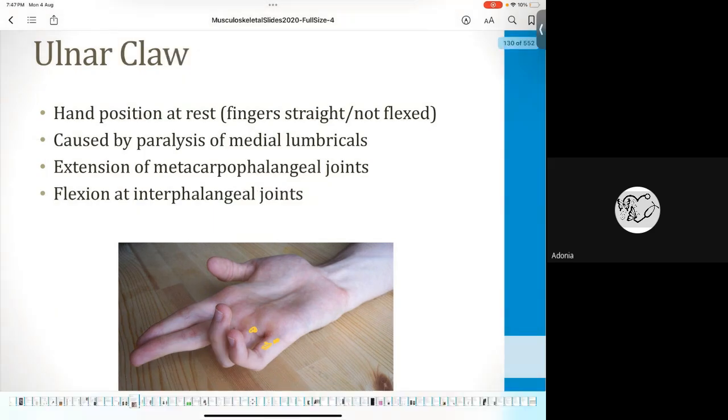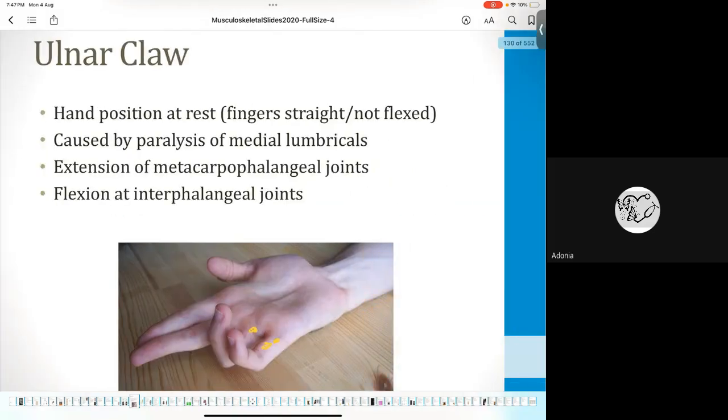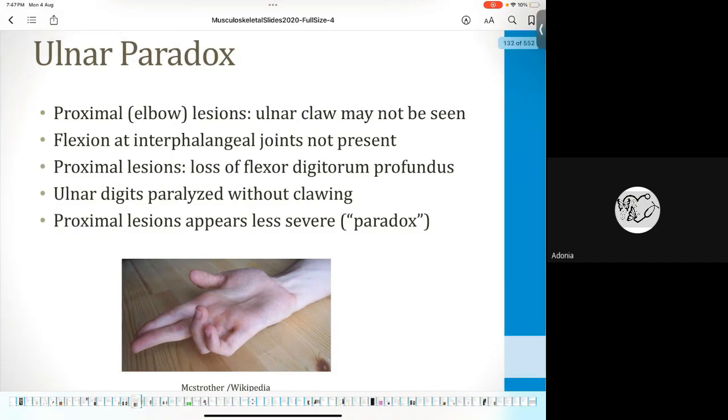Okay. So you can see the ulnar nerve, we discussed that it basically runs at the medial epicondyle. We can have laceration, or Guyon's canal involvement. The ulnar nerve leads to innervation of all of your hypothenar muscles. If we have problems with the ulnar nerve, we're going to have radial wrist deviation, which we discussed.